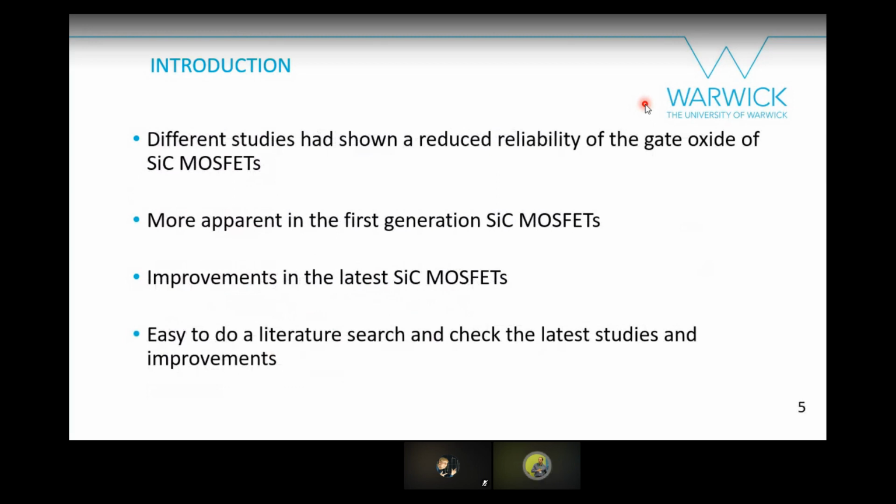So would like to highlight that different studies had shown a reduced reliability of the gate oxide in silicon carbide MOSFETs. This was more apparent in the first generation devices, and the manufacturers have reported a lot of improvements in the later generations. So you can bias the devices with high voltages, but you have to be aware that things are happening. People change the ratings. The ratings are not the same in silicon carbide and silicon, and it's easy to do a literature check and verify the latest studies and improvements that the manufacturers have done, different research groups that are working on the topic. So that's always interesting to do if you're interested in this topic.